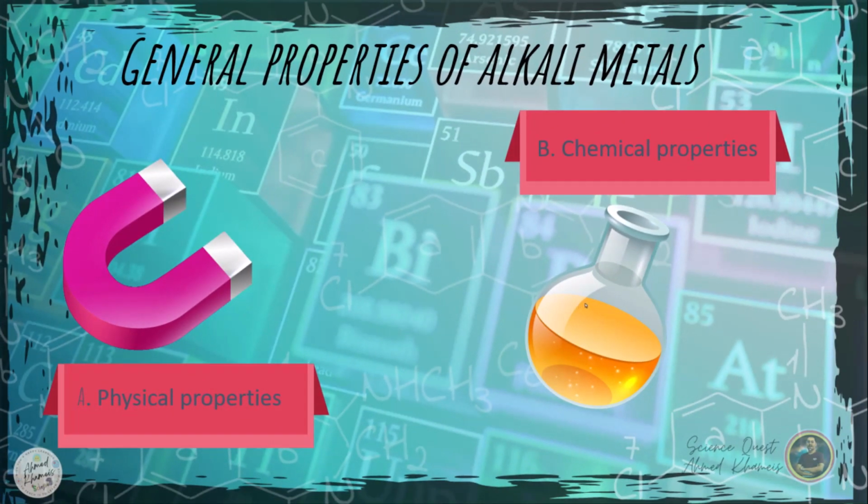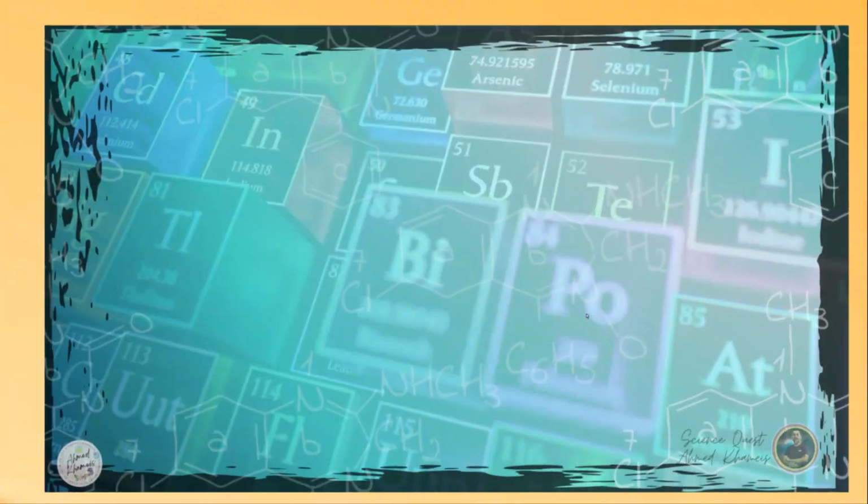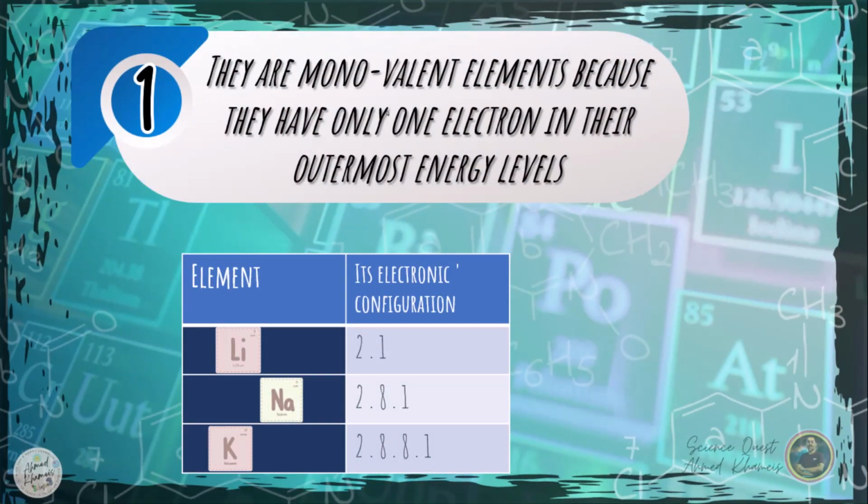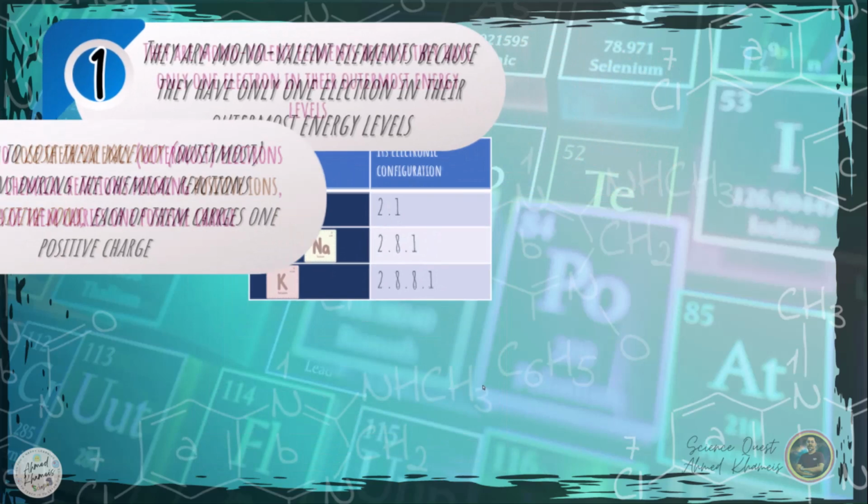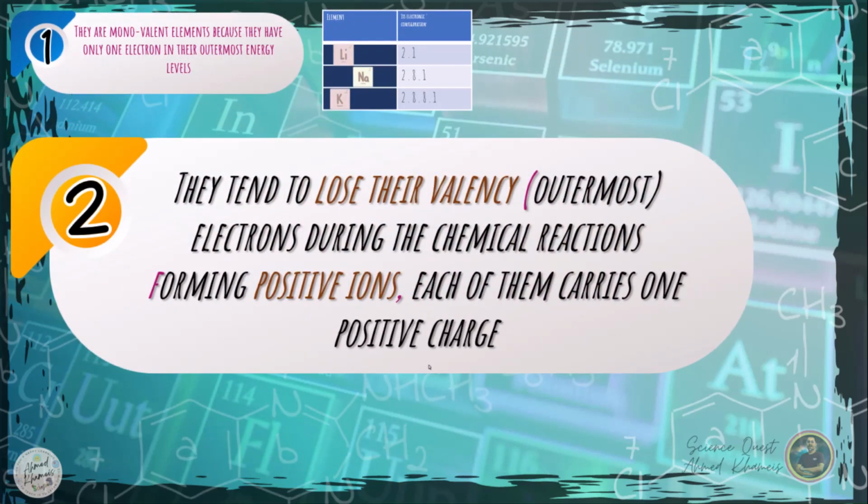Then the chemical properties of alkali metals. First, they are monovalent elements. Monovalent because they have 1 electron in their outermost energy level, like lithium and sodium. The outermost shell has 1 electron, so they go by the name monovalent. They tend to lose their outermost electron and form a positive ion, carrying 1 positive charge.